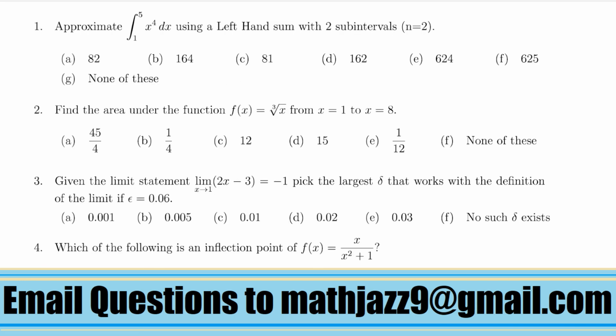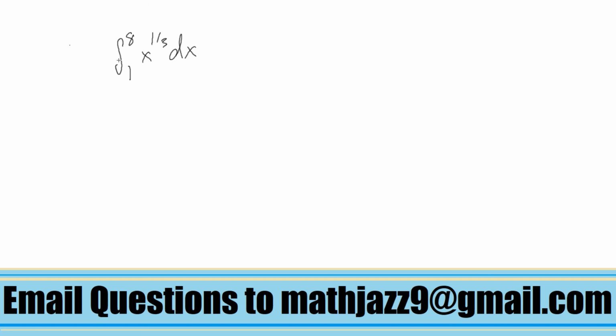Okay, our next question says, find the area under the function f of x equals the cube root of x from 1 to 8. That just means we're doing an integral from 1 to 8 of x to the 1/3 power. This is not too hard to do. We can do it using the power rule. We add 1 to the power, getting 4/3, and divide by the new power. Dividing by 4/3 is the same as multiplying by 3/4.